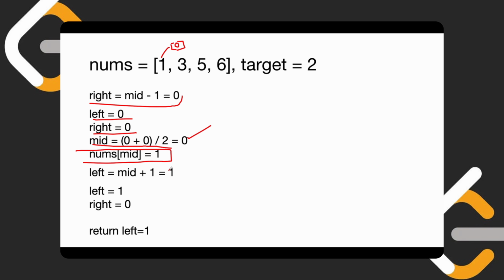Nums of mid is equal to 1. Next, if you check again, target is 2 and nums of mid is 1, right? So the target is greater than the mid value. If the target is greater than the mid value, we will just increment the left pointer. So left is equal to mid plus 1. What is the value of mid? Mid is 0 over here, right? So 0 plus 1 is 1 over here. So now you have left is equal to 1 and right is equal to 0.